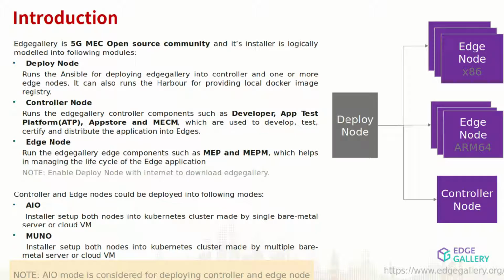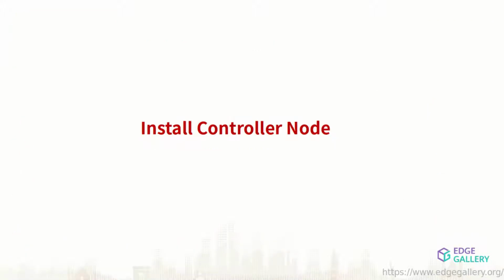Deploy Node should be enabled with Internet to download EdgeGallery. We are going to deploy Edge and controller nodes in AIO mode. Deploy Node is considered the same VM as the controller and Edge nodes. Let us deploy controller now.